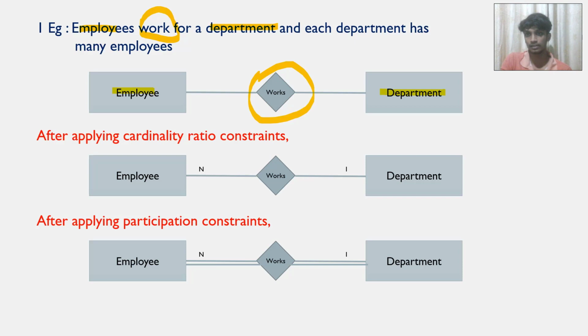Likewise, the exact same thing goes backward. It means a department could have multiple employees, and employees have or should have a department. That's basically the participation ratio, the participation constraint.